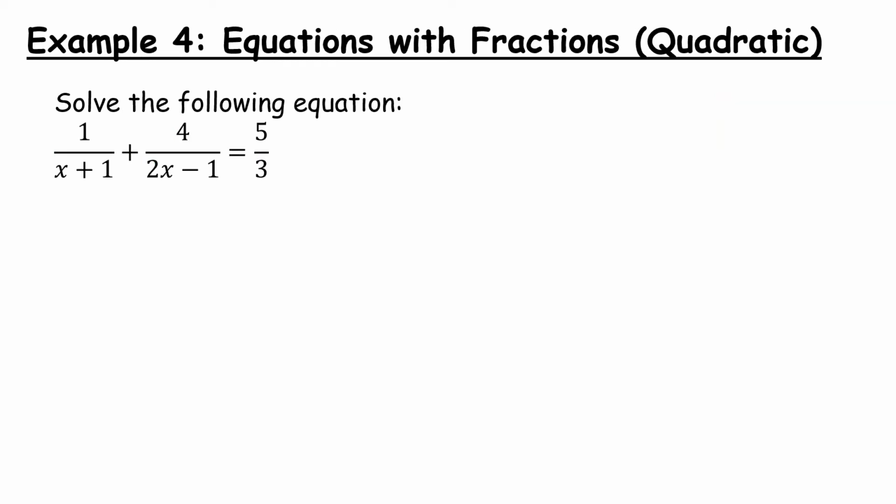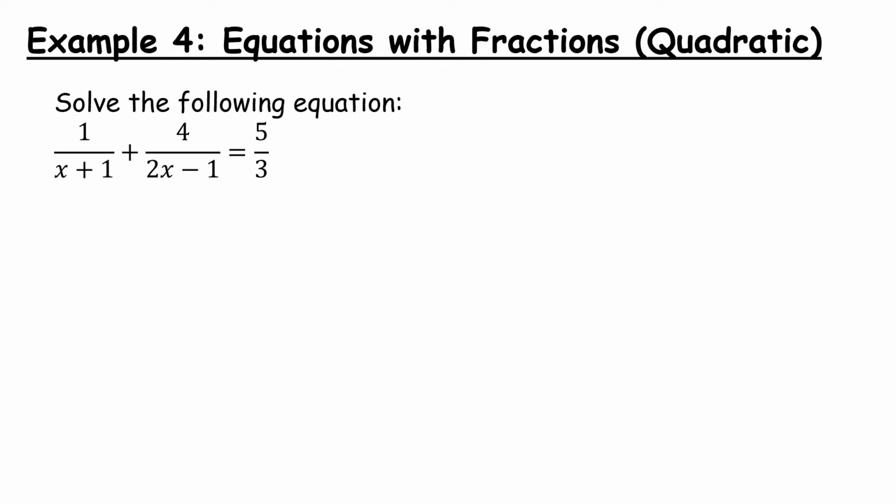So example 4, we have another equation with fractions. The only difference is this time we're going to end up with a quadratic equation at the end. Now it's not always obvious, there's no way to just look at it and tell. In this case, there are x's in the denominator. That doesn't necessarily mean you'll end up with a quadratic, but because there are multiple denominators with x's, when they get multiplied together, we'll end up with that x squared.